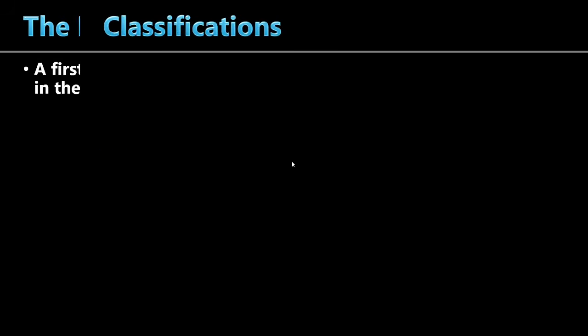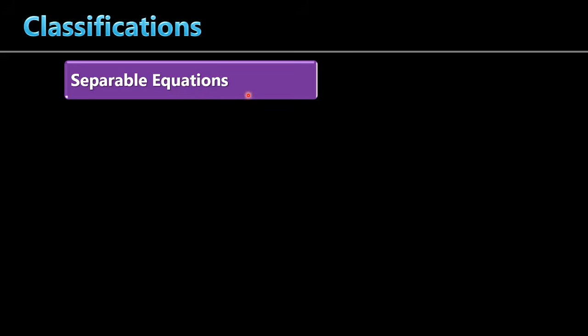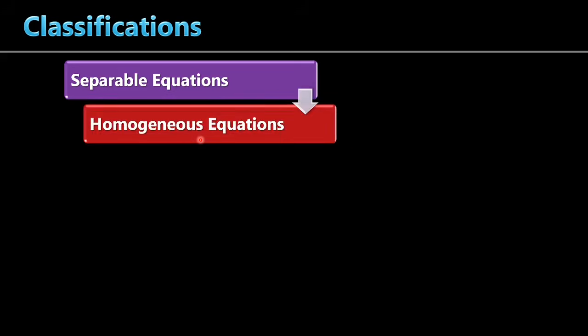Now, what are the different types of first-order equations? A first-order differential equation may be classified in various types, and I'll be giving you some popular types which we will be discussing one by one. First, we have the separable equations. Next, we have also the homogeneous differential equations. When we say homogeneous here, we are referring to homogeneous coefficients. So I will discuss more about homogeneous equations in the next video.